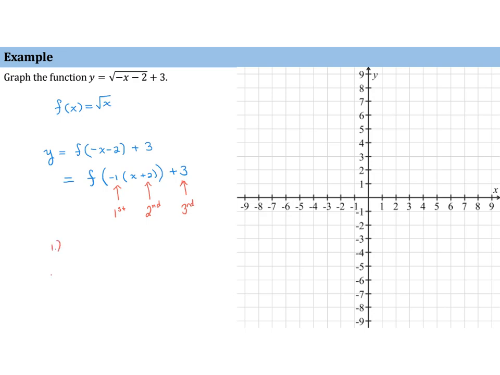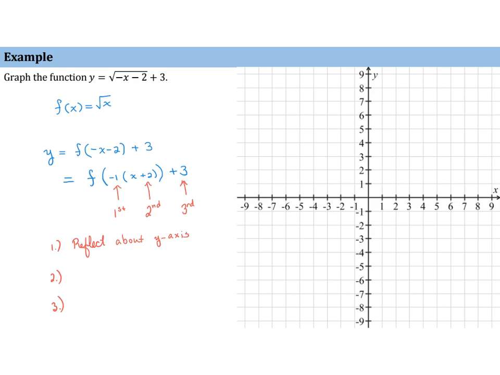So let's list the transformations that occur on the parent function. First we have a reflection. Now is it about the y-axis or the x-axis? The negative affects the inputs. So that's going to affect x values. If we're changing all the x values, think about where that's changing. If all our x values are changing sign, they're going to move to the other side of the y-axis. So it's a reflection about the y-axis.